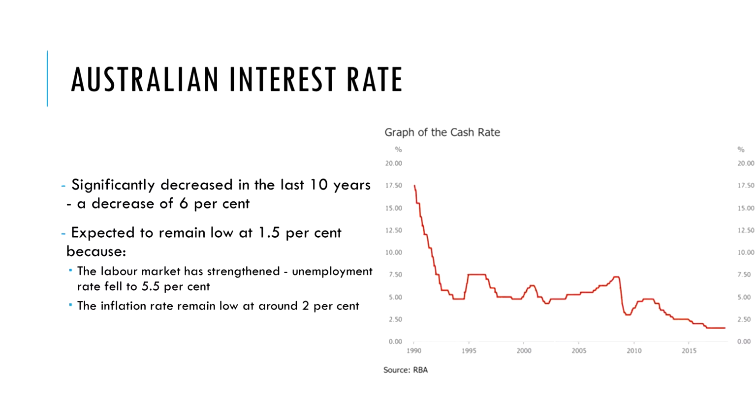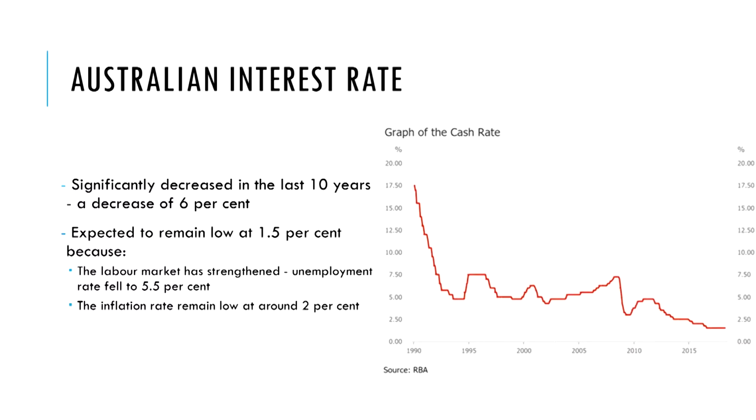According to RBA 2018, the cash rate has decreased significantly from 7.5% to 1.5% in the period between 2008 and 2018. In the next 3 to 6 months, the interest rates would be expected to remain at 1.5% or lower due to the decrease in unemployment and low inflation rate. As the labor market has strengthened, the labor force is expected to solidly grow in the next period.